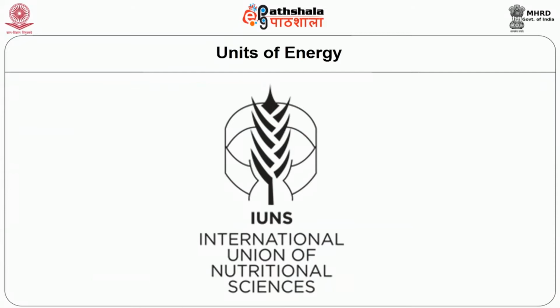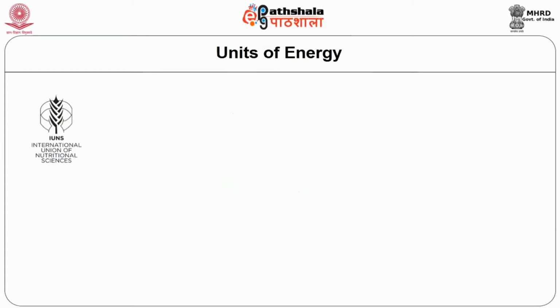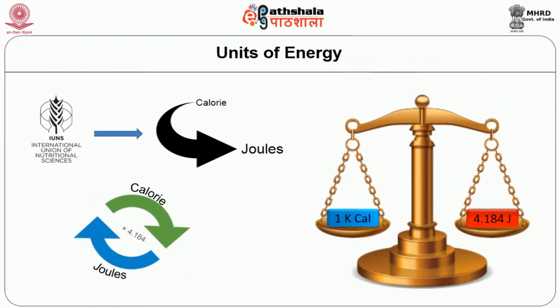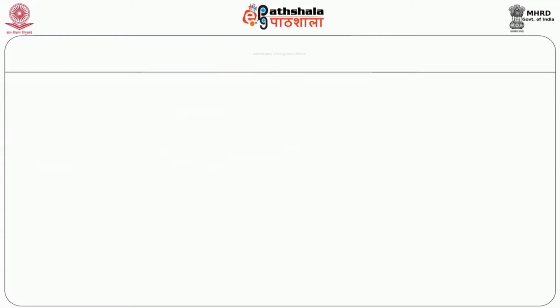Recently, the International Union of Sciences and International Union of Nutritional Science have adopted joules as a unit of energy in place of kilocalories. It is important to know the relationship between these two measurements of energy. The conversion from calories to joule is made by multiplying by 4.184, that is 4.2 for many purposes.